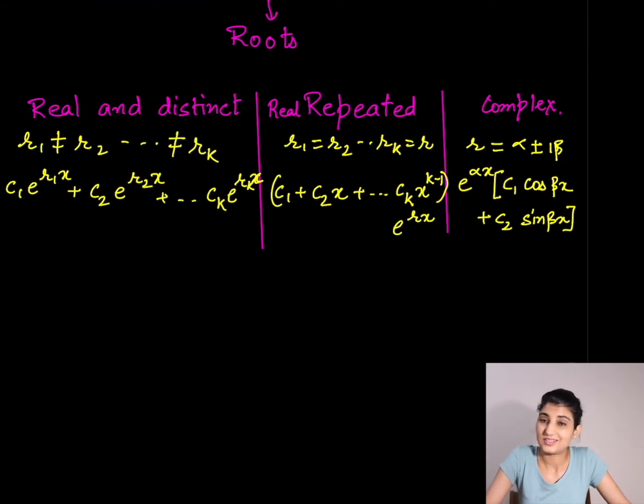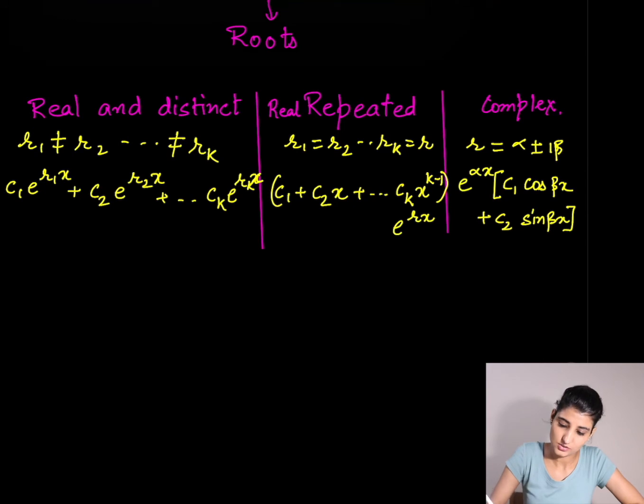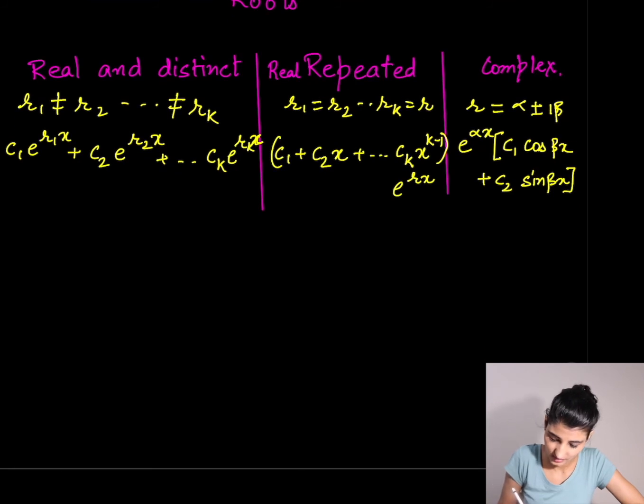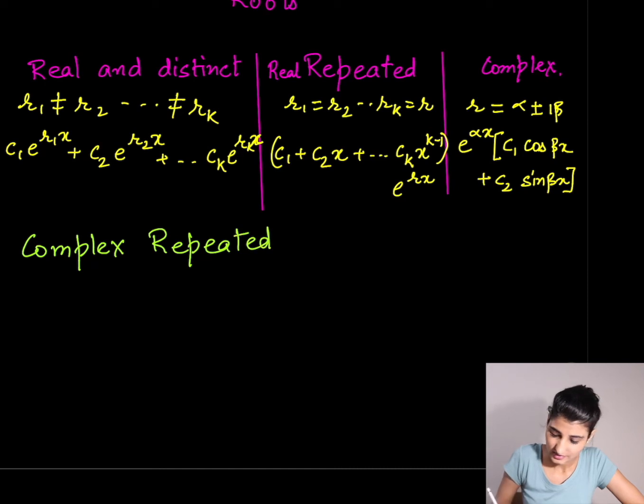Okay, but it might happen that you have complex repeated roots. What will you do then? Okay, let me write down that also. And in the next lecture we are going to see examples. We will see one example in this lecture also. So if we have complex repeated roots, then what we will do?